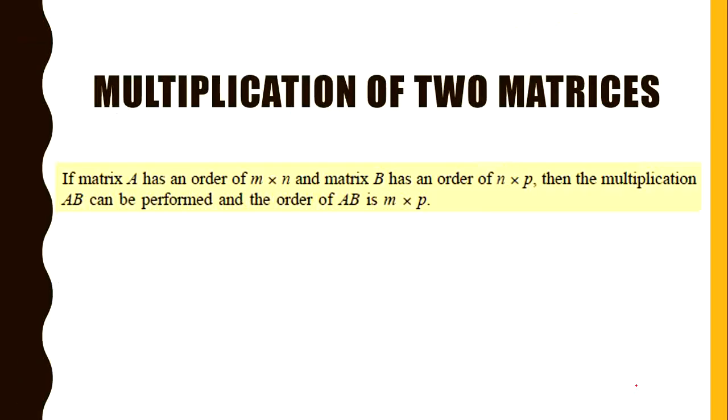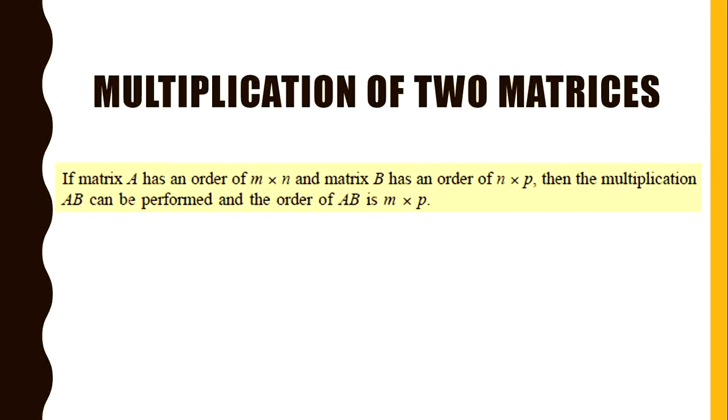Okay, next type of multiplication is multiplication of two matrices. The first type tadi skala matrices. Skala multiplication. Okay, kali ni ialah multiplication of two matrices. If matrix A has an order of m by n and matrix B has an order of n by p, then the multiplication AB can be performed and the order of AB is m by p.